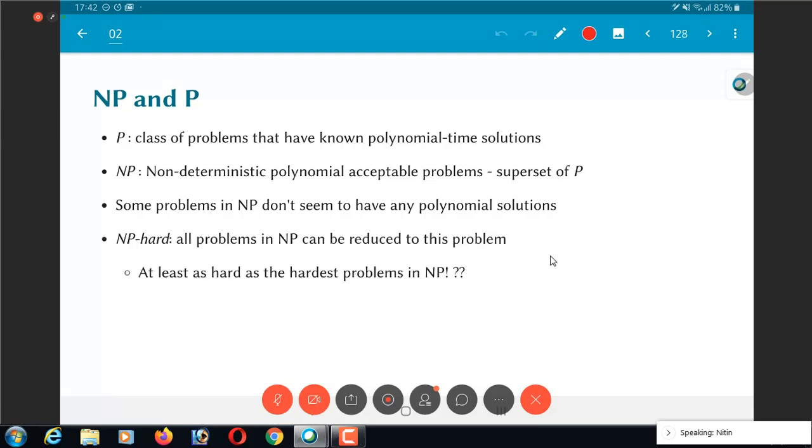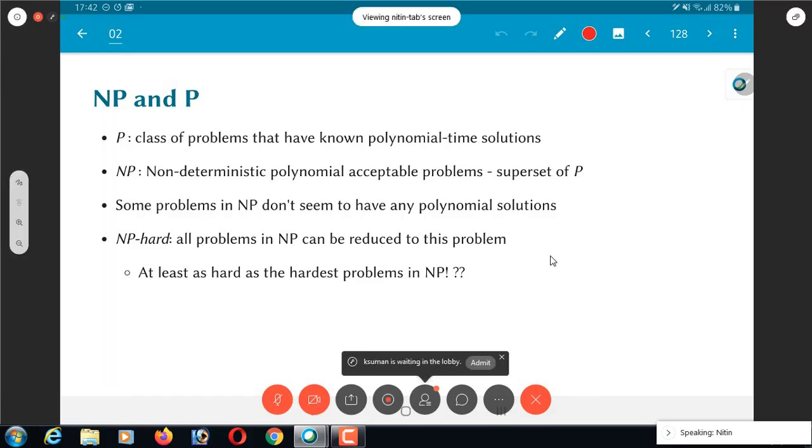And NP-Hard is a slightly tricky concept. I'm just going to state it over here and pretty much move on. What it says is that all problems that are known to be in NP can be reduced to this problem. That is to say, if a problem is NP-Hard, effectively all other problems in NP can be reduced to it, meaning that if you can solve this problem, you can solve all other problems in NP in polynomial time. Which basically means it is at least as hard as the hardest problems in NP.